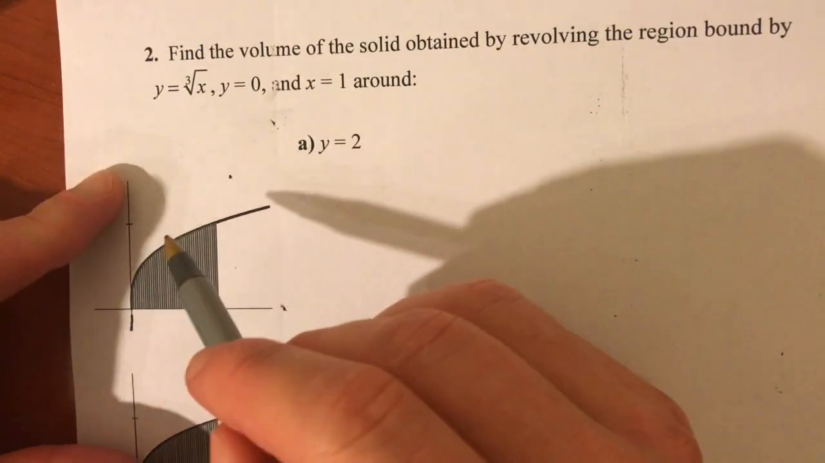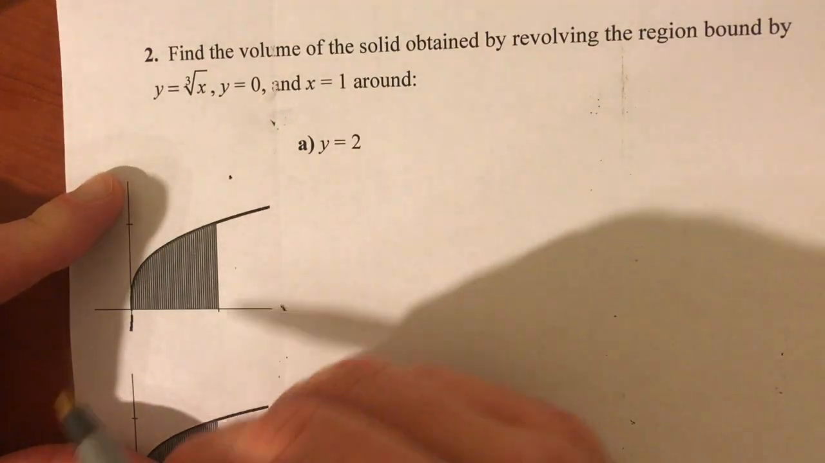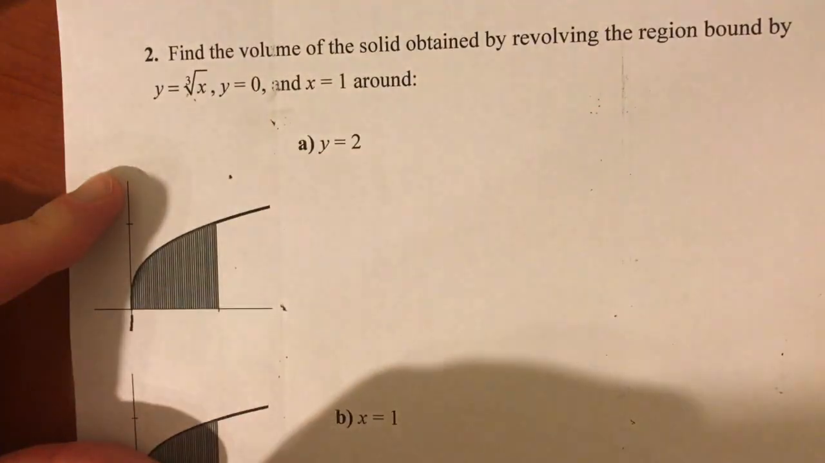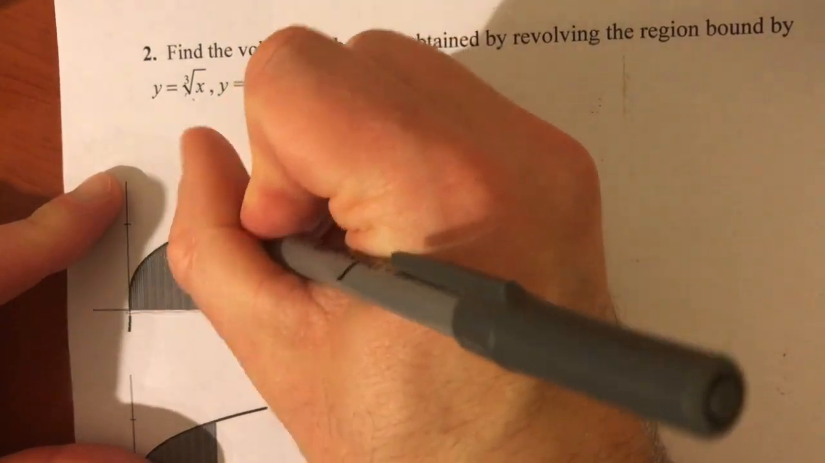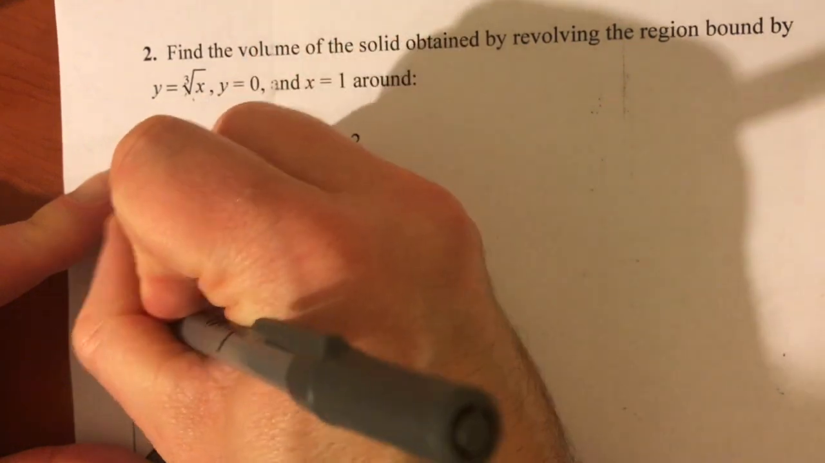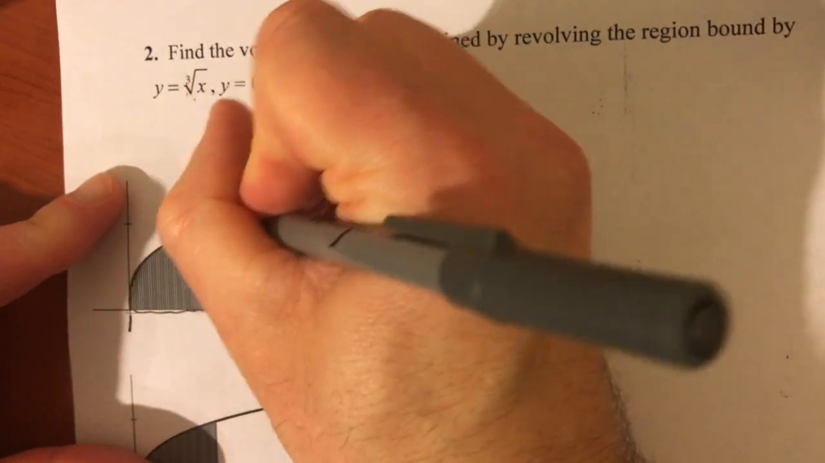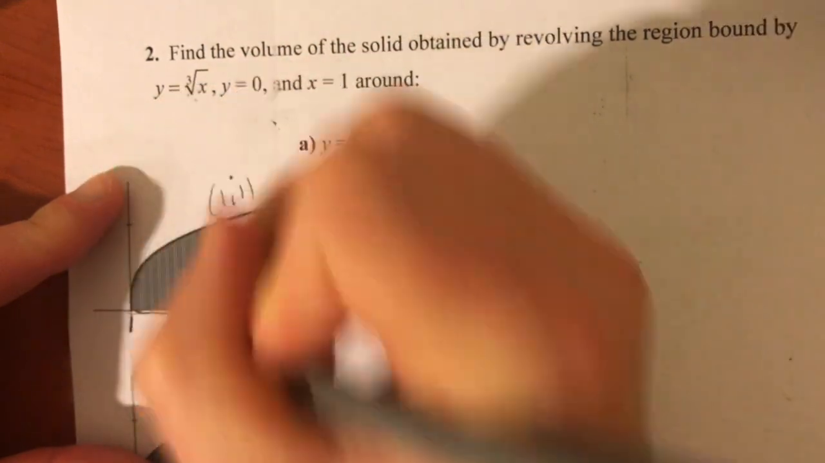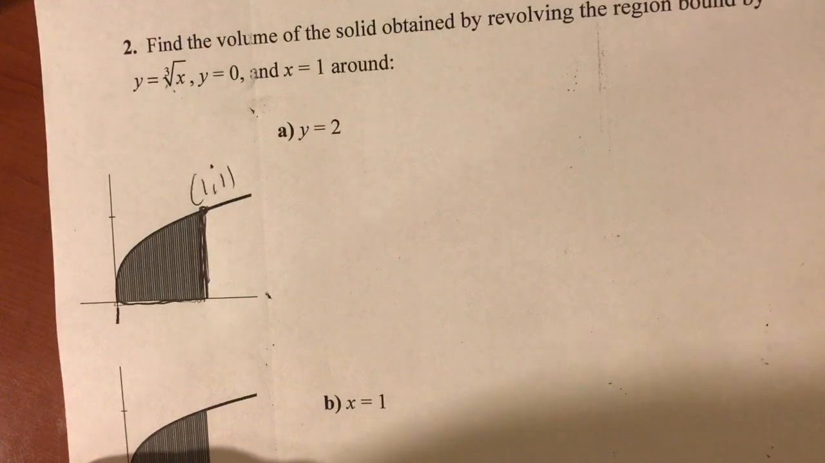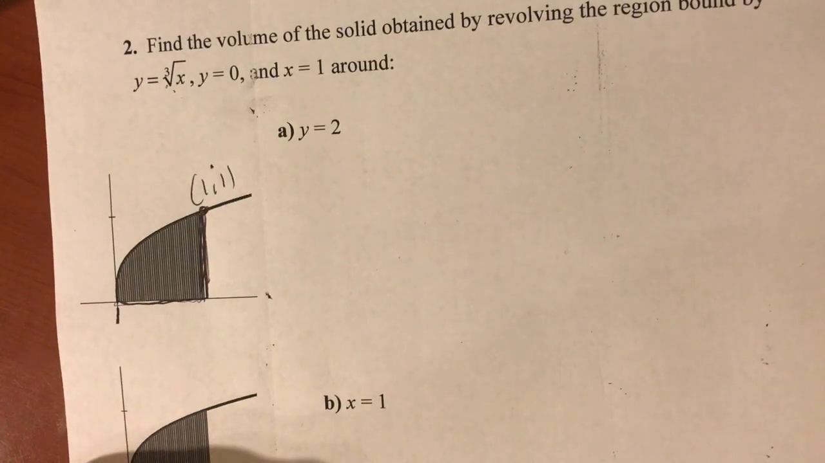So we're going to find the volume of the solid obtained by revolving the region bound by the cube root of x, y equals 0, and x equals 1. And that is right here, of course. And I shouldn't really have to tell you that is at 1, 1 on the cube root function. So it's kind of a nice easy region to work with and to show a few different examples.